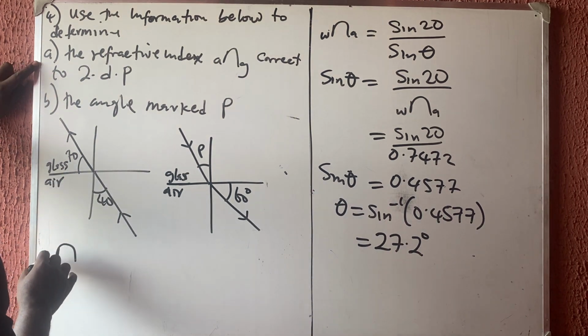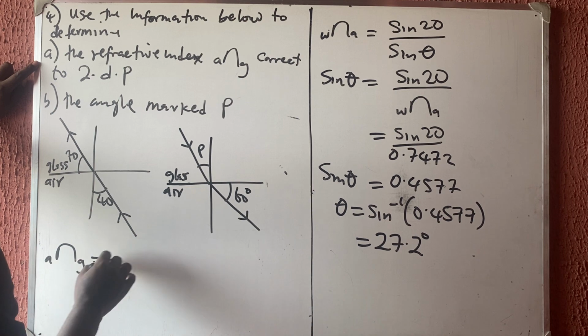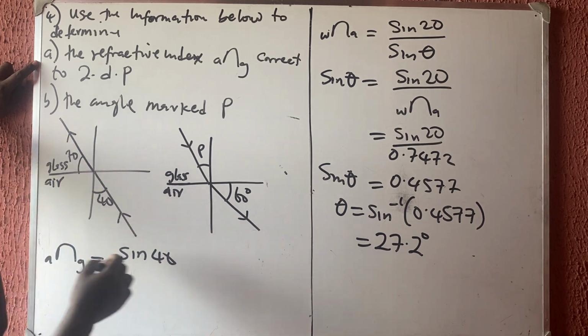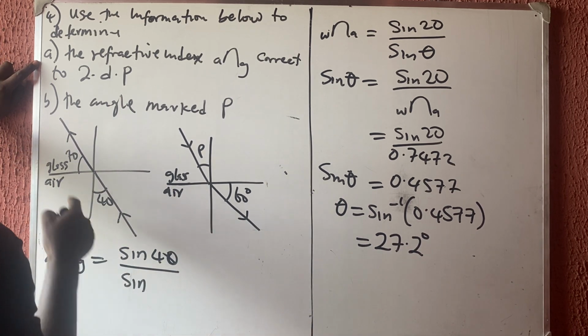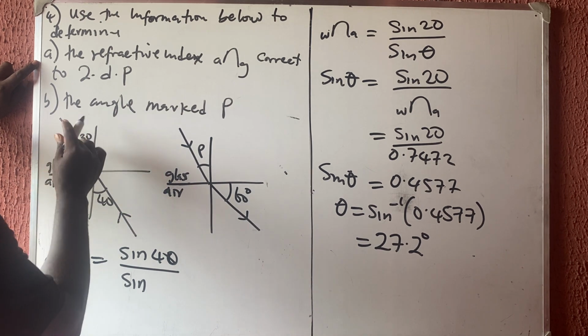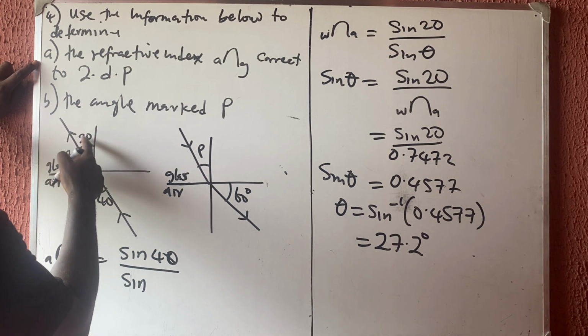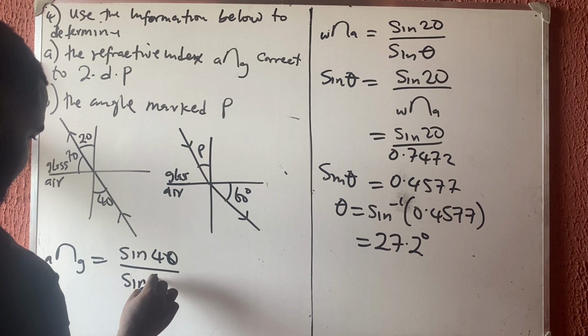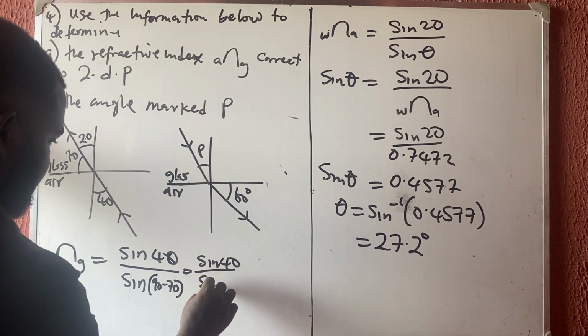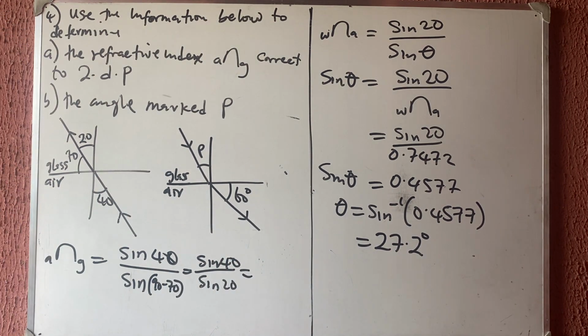So refractive index from air to glass. From air to glass is what? The sine of 40, which is moving like this from air to glass. So sine 40 over what? Somebody will say sine 70. Please, it's not 70. Rather, I need to get here. Here will not be 30. How did I get 20? 90 minus 70. So it's supposed to be 90 minus 70, which will give you sine 40 over sine 20. Sine 40 divided by sine 20. I'm having 1.8.